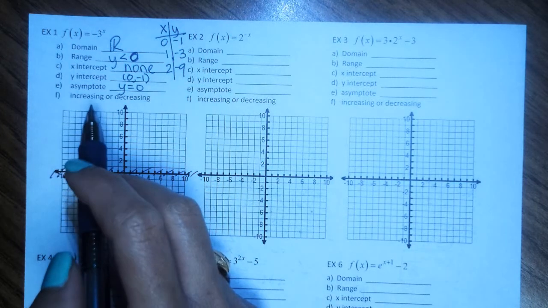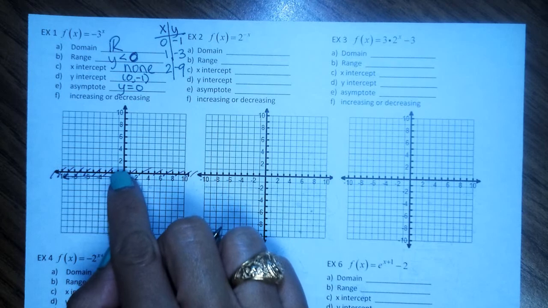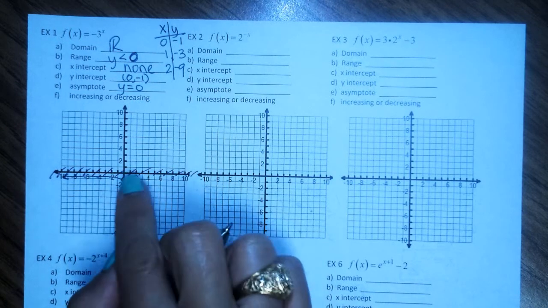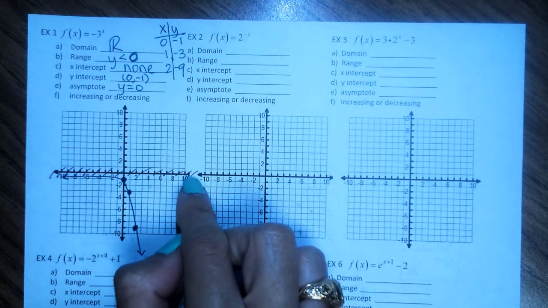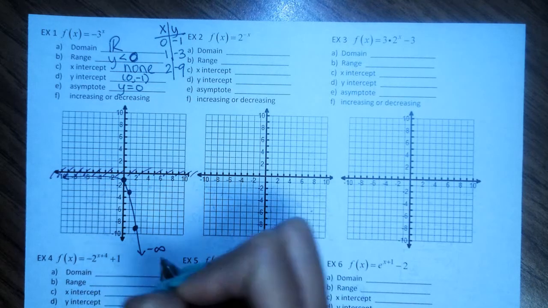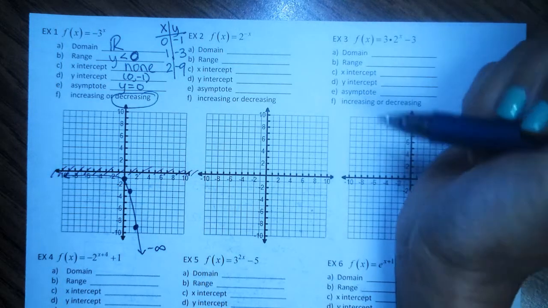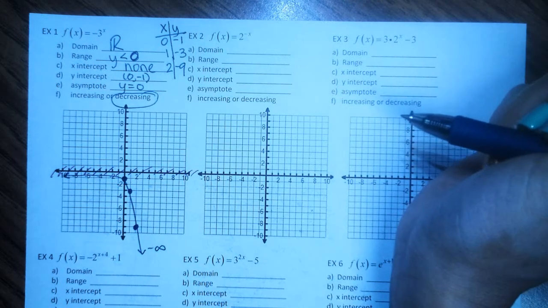And now to tell if it's increasing or decreasing, you look at the graph from left to right. As x gets larger and larger, your graph is going towards negative infinity. That's called decreasing, because the y values are getting more and more negative. And that's how you do number 1.